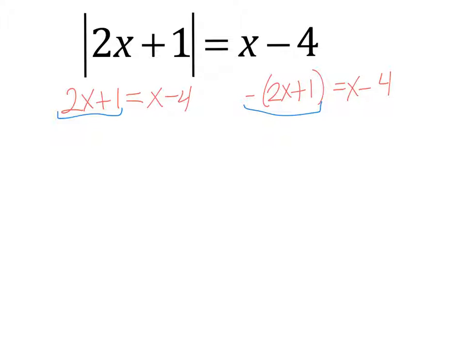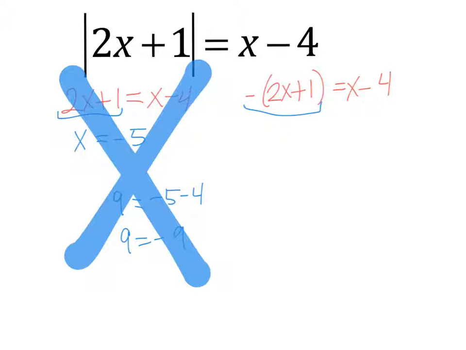Solving these equations. Minus x to both sides, and minus 1 to both sides, and I end up with x equals negative 5. Cool. Let's plug that in. Negative 5 times 2 is negative 10. Negative 10 plus 1 is going to be negative 9. Absolute value of negative 9 is 9. 9 is equal to negative 5 minus 4. 9 equals negative 9. Not true. If something is not true, then that means that that answer is going to be extraneous. So this is an extraneous solution.